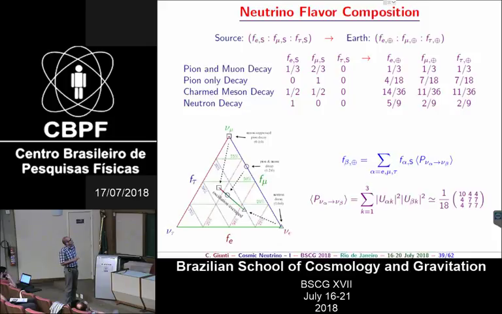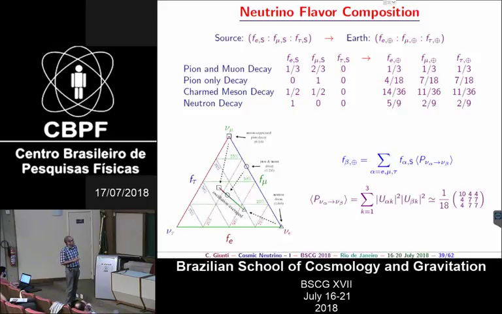So this is what is called here pion only decay. You start from here because you have only muon neutrino, and then on the Earth you end up at this point. And for the neutron decay, you start with a pure electron neutrino, and then you end up at this point.